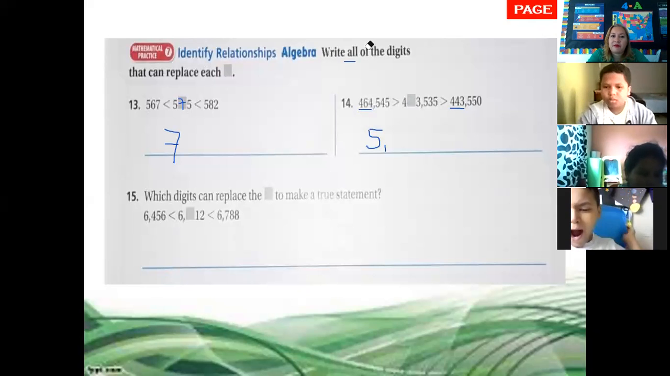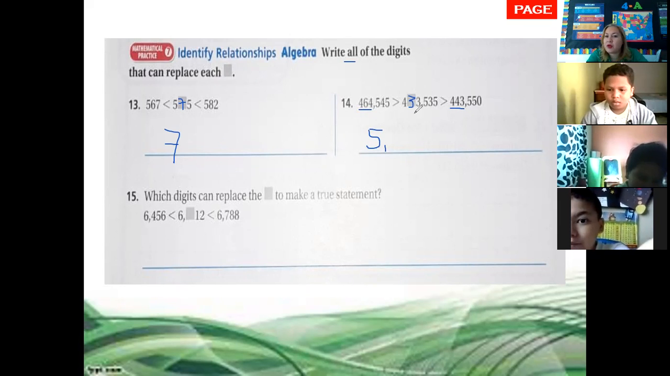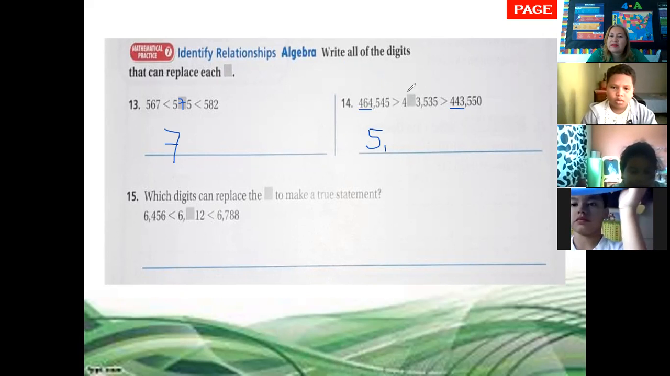What about number 3? 463 is greater than 433. Yes, but 433 is not greater than 443. So we cannot write a number less than 4. We tried with 5. What about with 6?